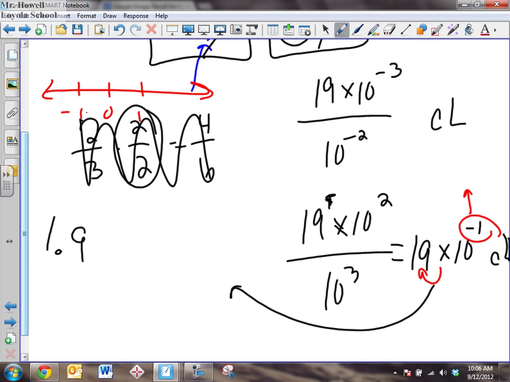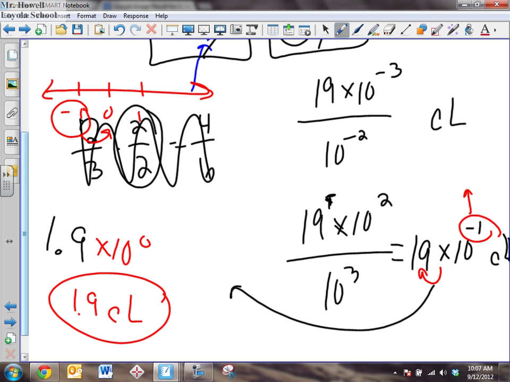But 1 above negative 1 is just 0. So this is going to be really times 10 to the 0 here. But 10 to the 0, as we said a minute ago, is just 1. So your final answer is 1.9 centiliters. Okay, 1.9 centiliters. Negative 1 plus 1 is 0.